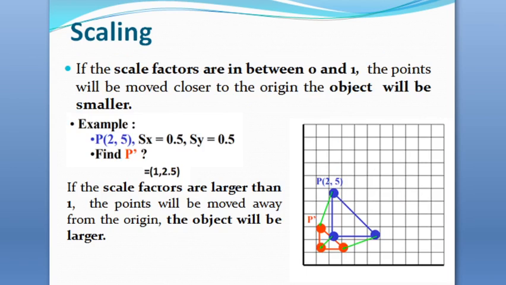Example: the point (2, 5) is reduced with sx 0.5 and sy 0.5. Therefore this is a reducing scale. A scaling factor less than 1 means the object is reduced. Here the point (2, 5) is reduced with sx 0.5, sy also 0.5. Therefore the point P dash equals (1, 2.5). If the scale factors are larger than 1, the points will be moved away from the origin and the object will be larger.